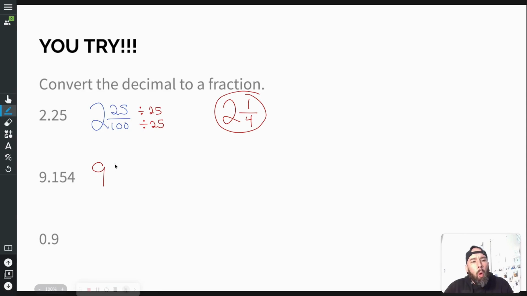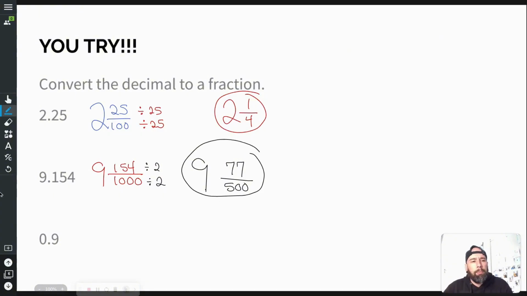9 and 154 thousandths. So I'm going to divide by 2. I'm going to divide by 2. That gets me 9 and 154 divided by 2 is going to be 78. No, 77. Over 500. There's not much I can do about that. So you're done. 9 tenths. 9 tenths.